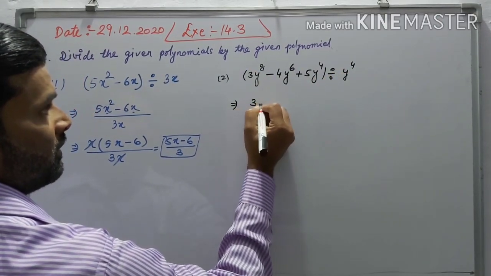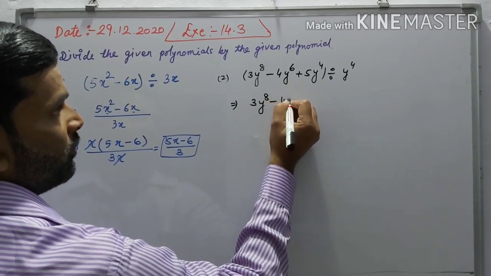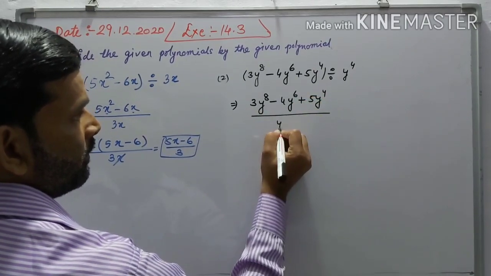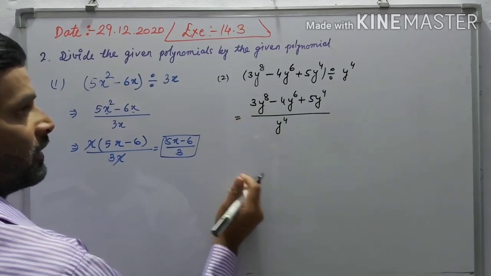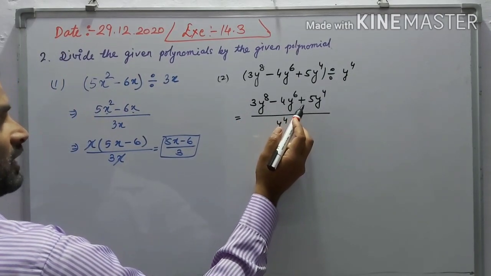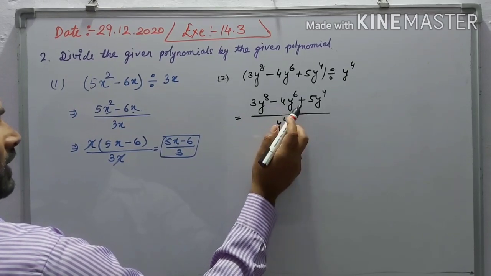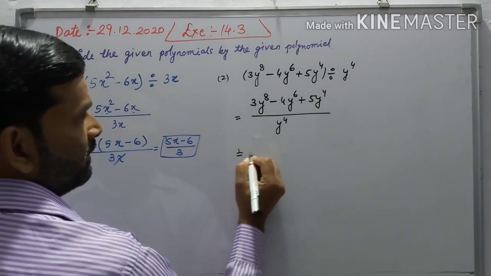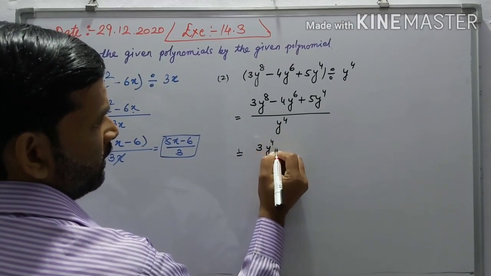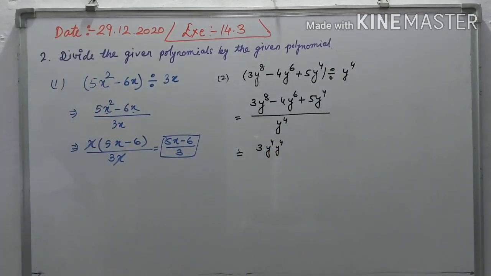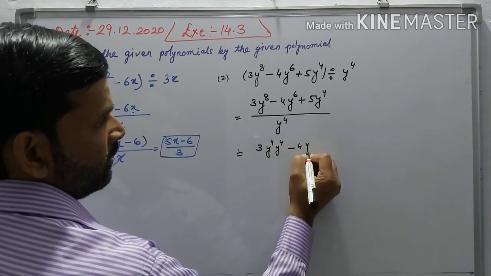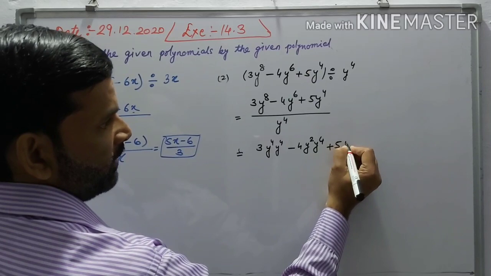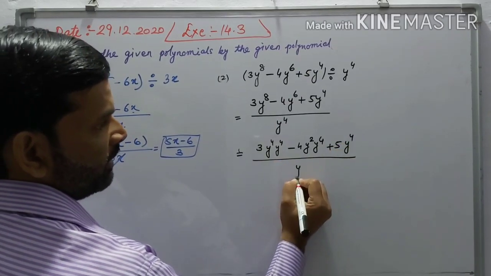Then we write 3y^8 minus 4y^6 plus 5y^4, and divide by y^4. All the coefficients 3, 4, 5 are unlike terms, but y is a like term. So we write 3y^8 over y^4, minus 4y^6 over y^4, and plus 5y^4 over y^4.